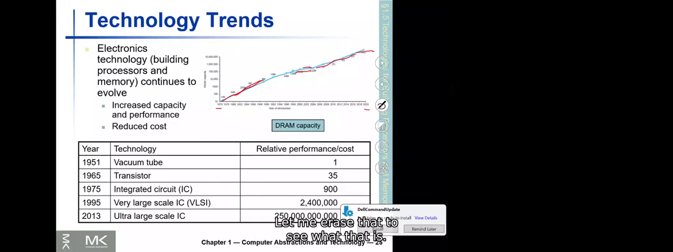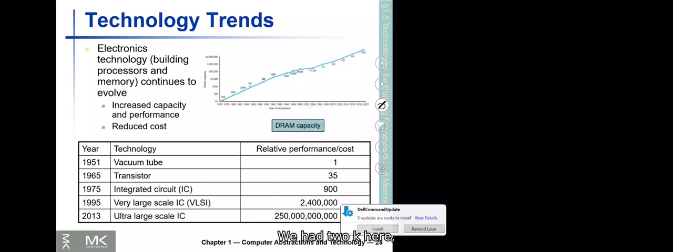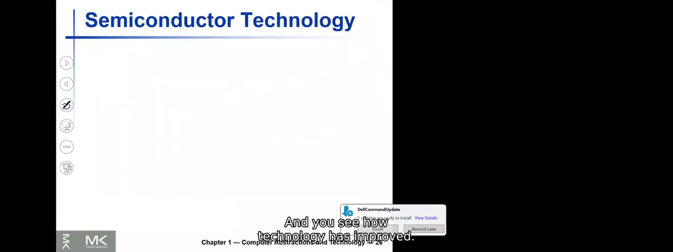So for example, in 2020, let me erase that to see what's there. Is it 16 gig? Here we had 2K, here we have 16 gig. How many times? 2K to meg is 1,000, to gig is 1,000,000, times 8. So 8 million times in how many years? In 44 years. This is the prediction of Moore; you see how technology has improved.